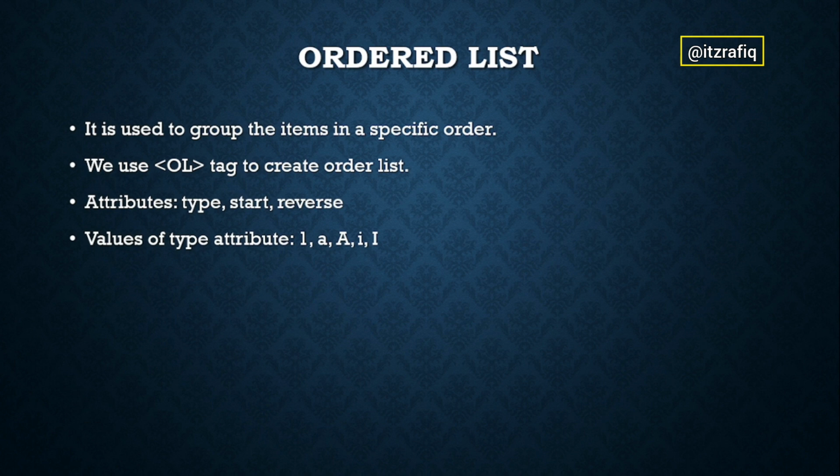For values for type, these are numeric 1, small a, capital A, small Roman number i, capital Roman number I. These are the values of the type attribute of the ordered list.